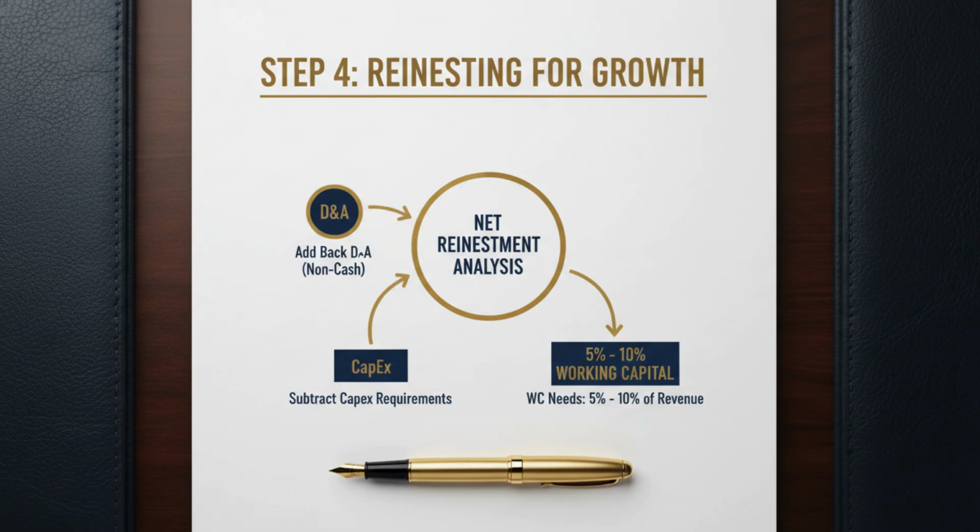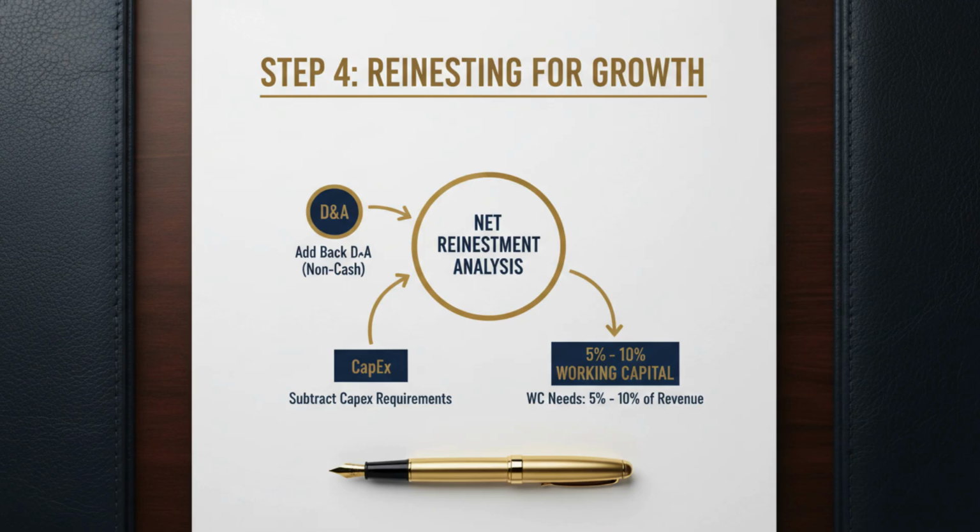We start by adding back non-cash depreciation and amortization, then subtract capital expenditures and changes in net working capital. CapEx covers the physical assets and tech stack, while working capital ensures there's enough liquidity for day-to-day operations. For rapidly scaling firms, working capital needs might consume 5 to 10% of revenue. This reinvestment phase is where many investors find red flags. If growth costs more than it earns in the long run, the valuation will collapse.